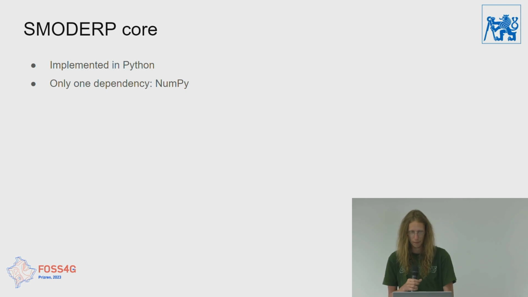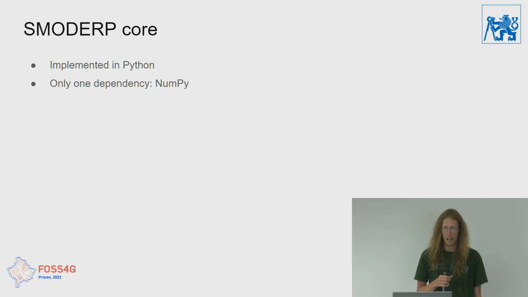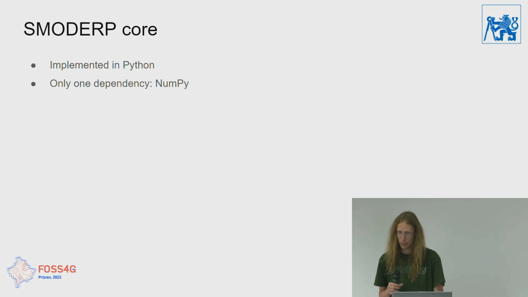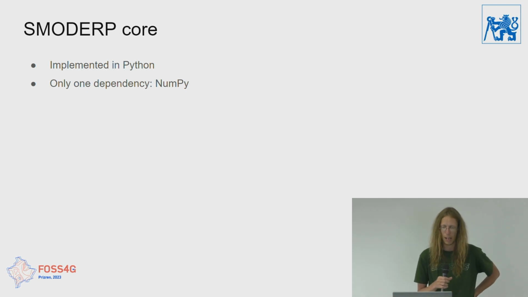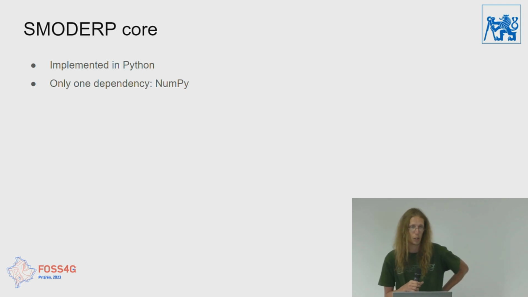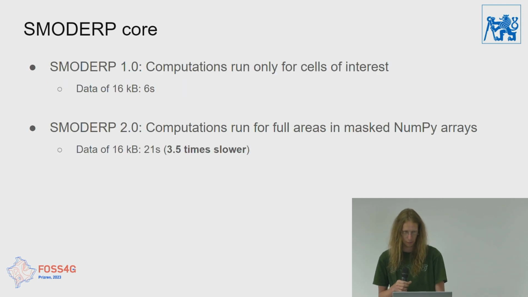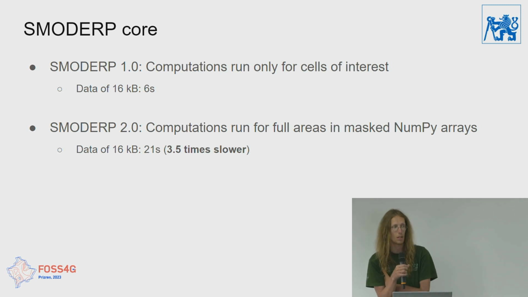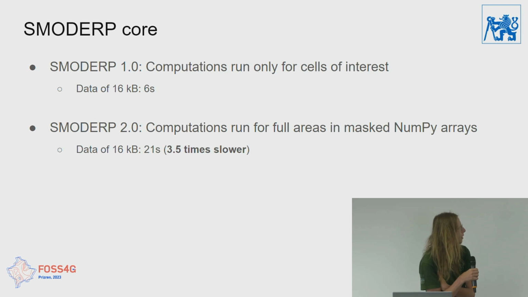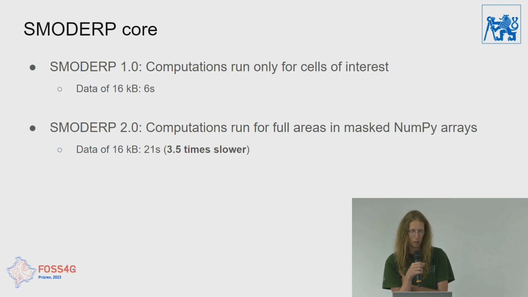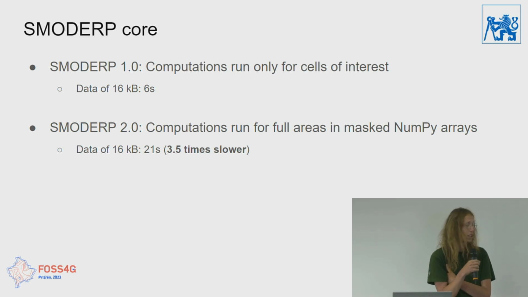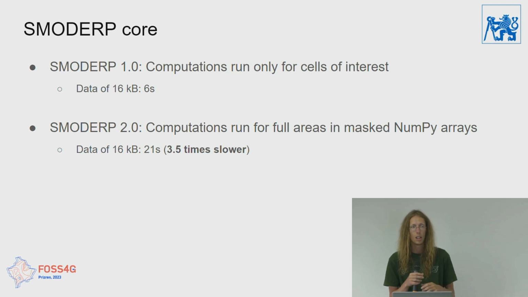writing of the data. The core, as I've said, is implemented in Python, and that's the interesting part for the hydrologists, I guess. There is only one dependency, which is NumPy, which makes it quite reasonable in terms of licensing and everything. There are 3 versions, but I'm gonna talk only about 2 of them. There is SMODERP 0.9, but that's old school now, and there is SMODERP 1.0, where all the computations of the model were based on the cells of interest.